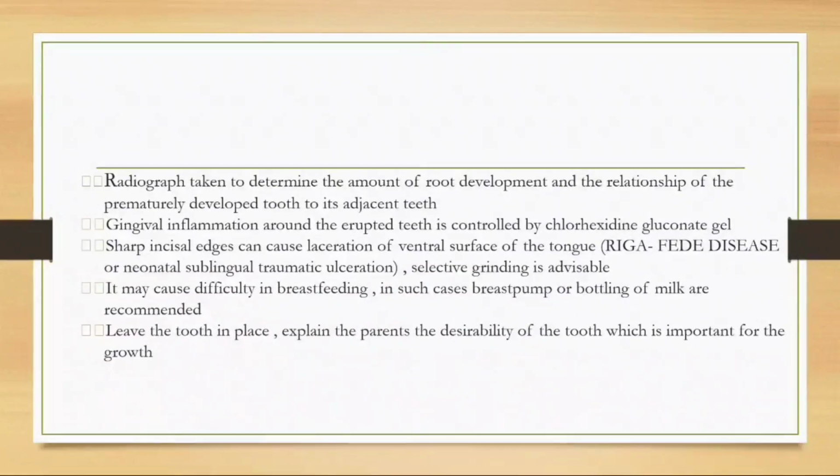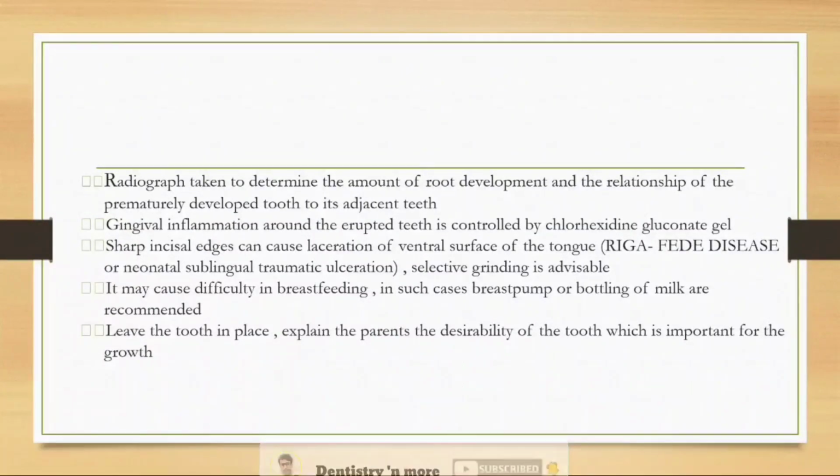We can take a radiograph to determine the amount of root development. Then gingival inflammation around the erupted teeth is controlled by chlorhexidine gluconate. This is all about management. Sharp incisal ridges can cause laceration of the ventral surface of the tongue, which is known as Riga-Fede disease, or neonatal sublingual traumatic ulceration. So selective grinding is advisable. It may cause difficulty in breastfeeding, otherwise leave the tooth in place. Explain to the parents the desirability of the tooth, which is important for growth.